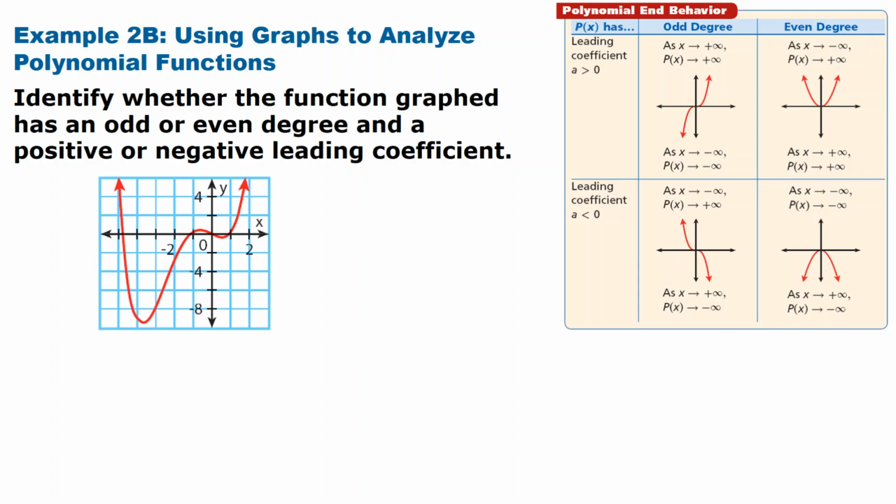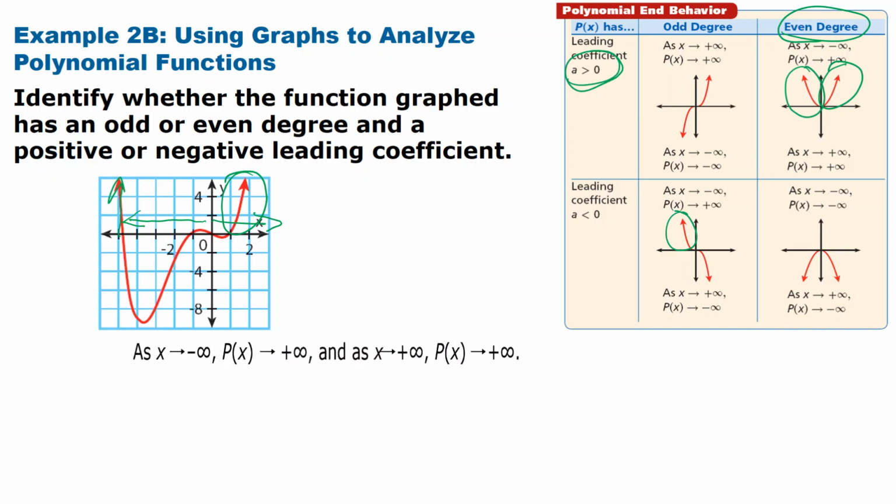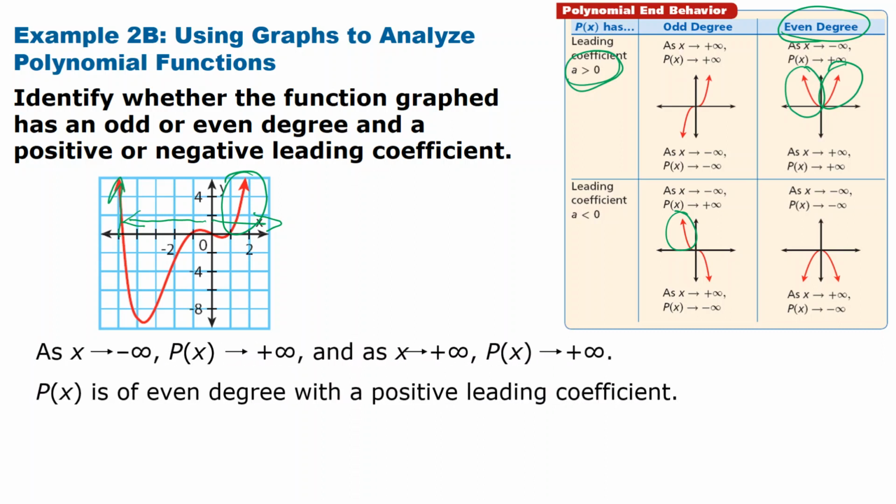Here's another one to try. This time as x is getting more and more negative, my function is getting more positive. So I can see again that it's going to be this one or this one. And as x is approaching more and more infinity on the positive side, my function is getting more positive, so it would have to be this one. So that tells me my leading coefficient is positive, and I'm going to have an even degree. And there it is. It's even degree with a positive leading coefficient.